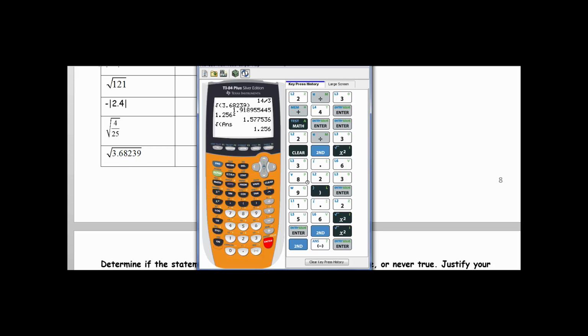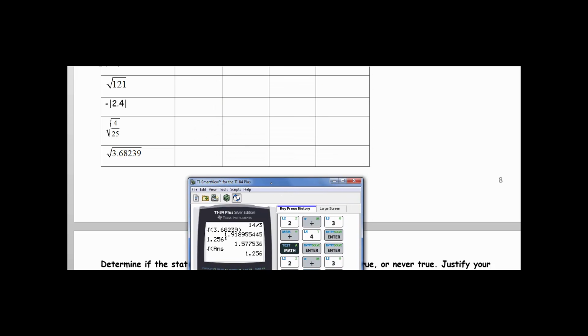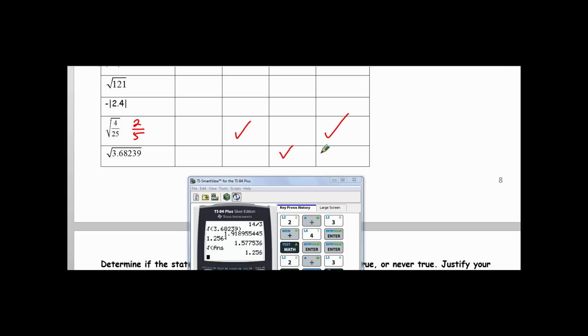So my gut was that it's an irrational number, and my calculator seems to back that up, even though I can't see what happens after here. You might argue, oh, it's going 5, 5, 4, 4, if it's going to go 5, 5, and then 4, 4. I really don't think so. So I'm going to put an irrational number. But the second I do that, it is a real number as well.